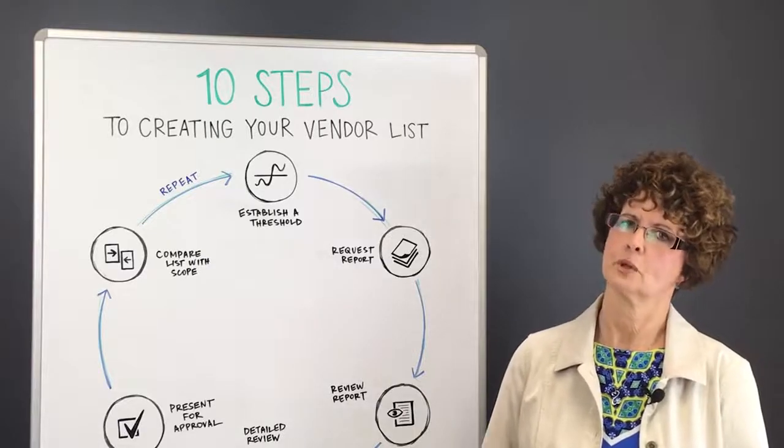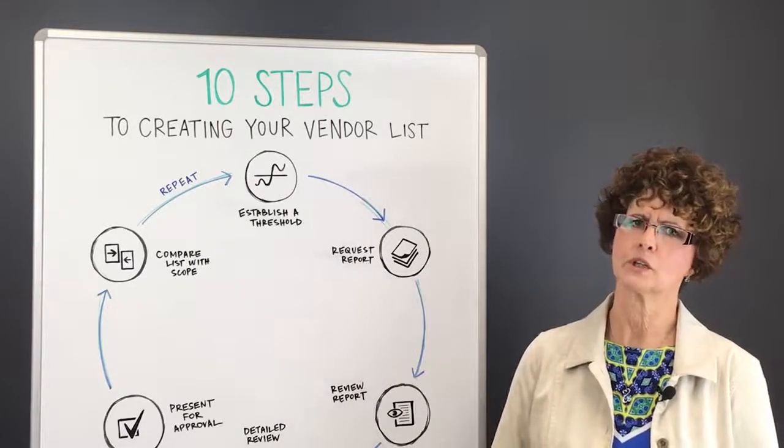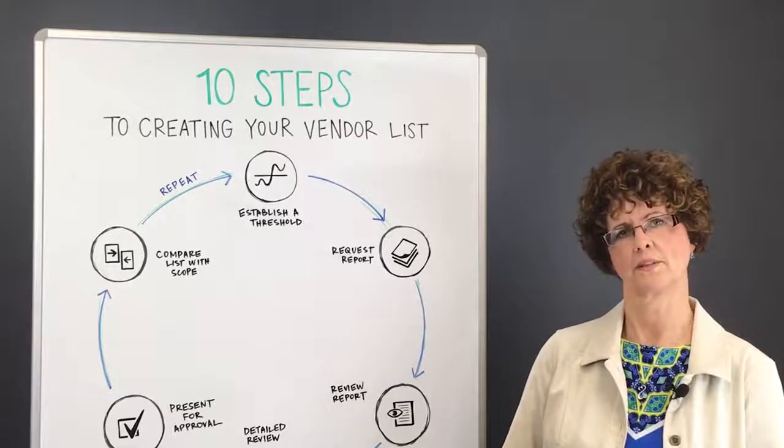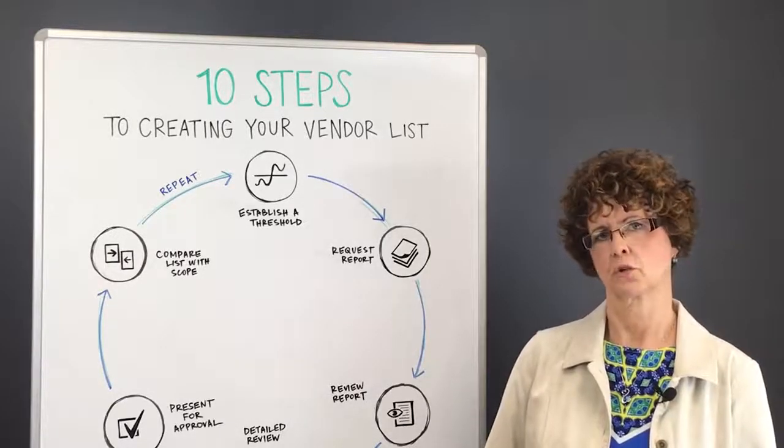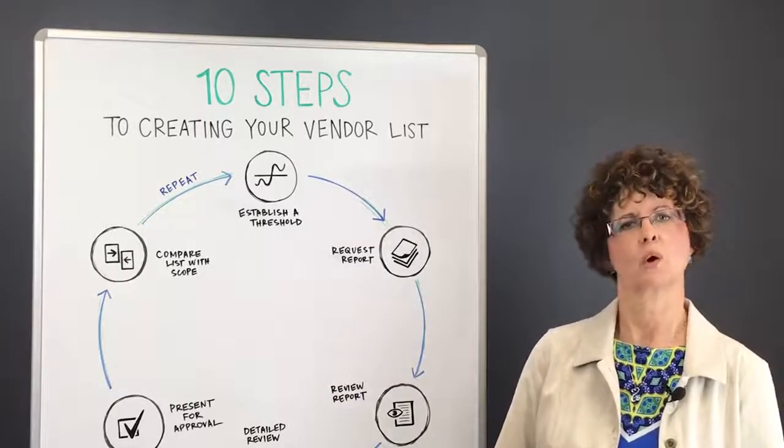And finally, we reach number 10. We recommend that you repeat this process at least twice a year. And that was the 10 main steps you need to take to create your vendor list for your third-party risk management program.